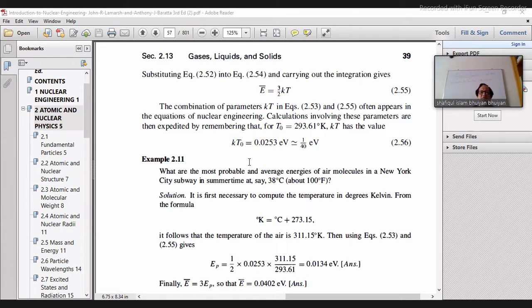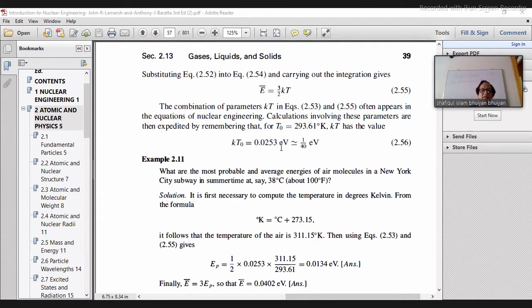So these are very simple equations. You have to keep in mind the average energy is 3/2 kT, and this is thermal at 293 K, that is 20 degrees centigrade. If you apply it to neutrons, the speed will be about 2,200 meters per second.